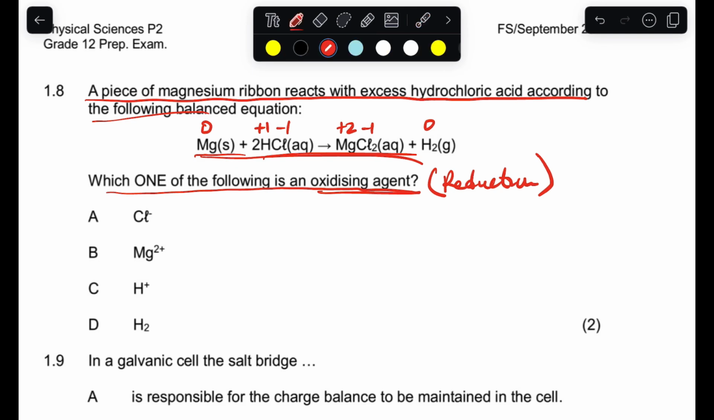Let's look at chlorine. Magnesium here is not an option. The chlorine is -1 and -1, so it doesn't oxidize and doesn't reduce; it doesn't undergo redox. So between these two, it cannot be this one or this one, as we know that the agents are not here, the agents are here. You see here it's H+ and this is H2. This one has been reduced to this.